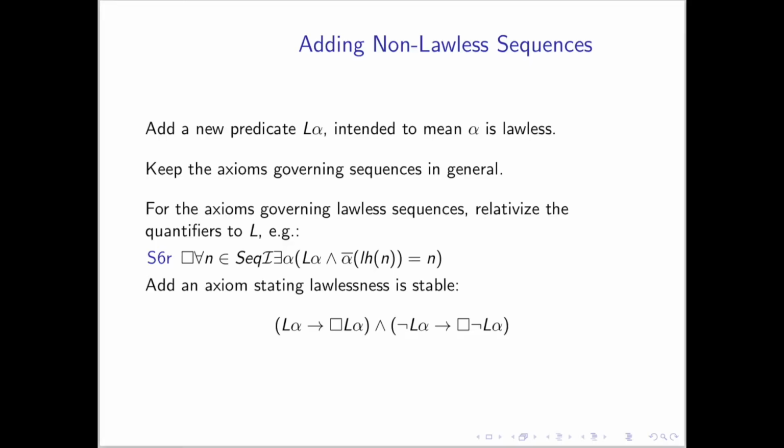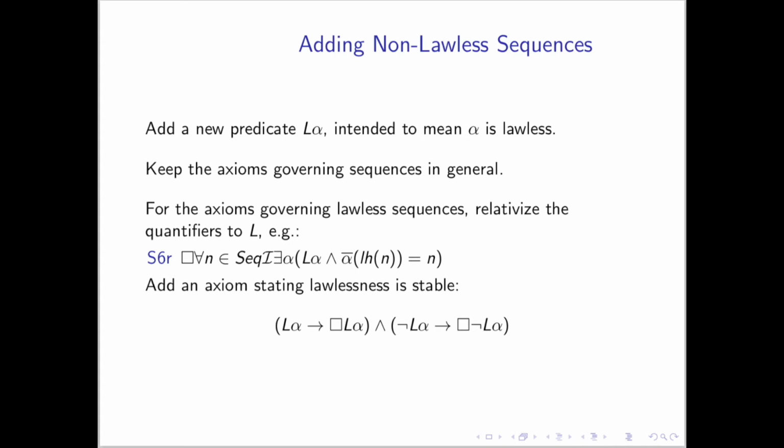So to add non-lawless sequences, I'm going to start by adding a new predicate, L of alpha, just to mean that alpha is lawless. And then we have those first four axioms just governing sequences in general, right? They grow with time, they don't have any gaps, and so on. We'll keep those as is. And then for the axioms that are specific to lawless sequences, we're just going to relativize all their quantifiers to L. So in particular, when we've got this existence claim, there exists an alpha, we're going to say there exists a lawless alpha that has that initial segment. And likewise with the other axioms for lawlessness.